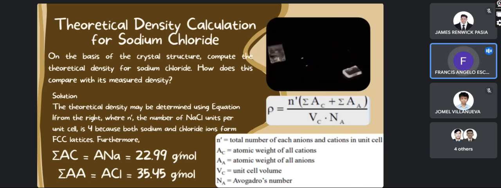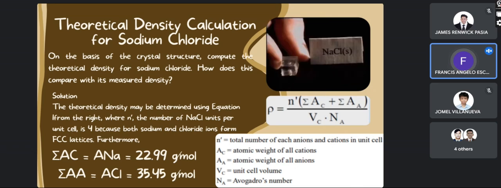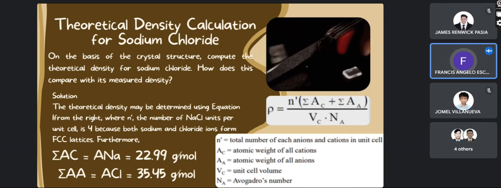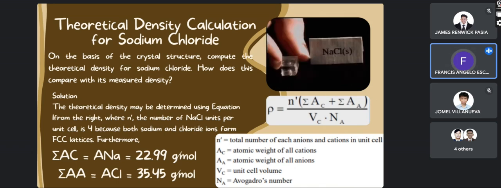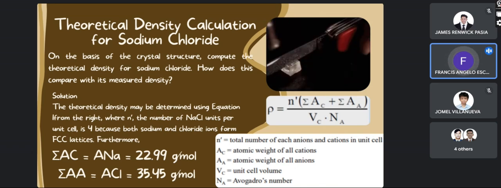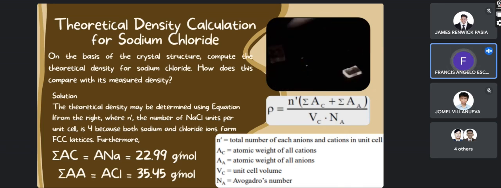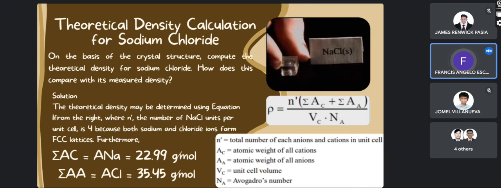Both sodium and chloride ions form an FCC lattice. To solve the problem, the first thing to do is to get all the values. Then, we know the molar mass of sodium is approximately equal to 22.99 grams per mole, and for chlorine, it is approximately equal to 35.45 grams per mole.